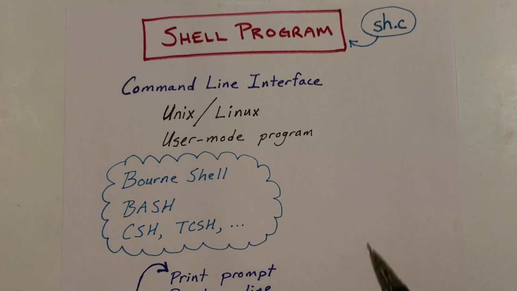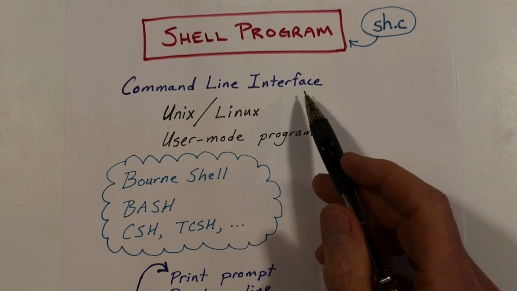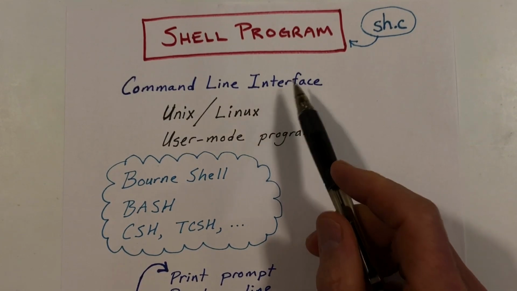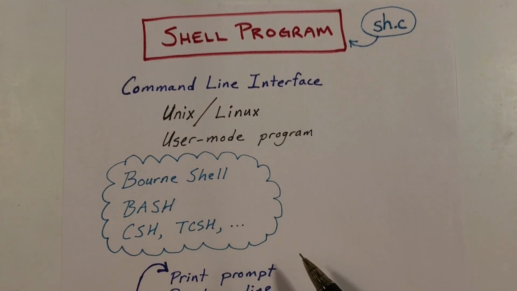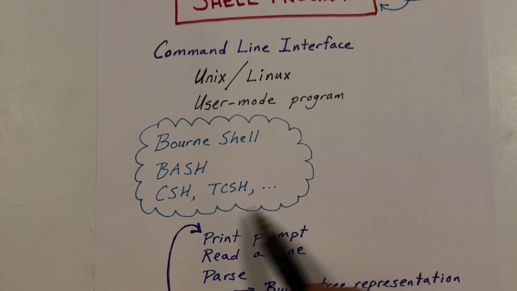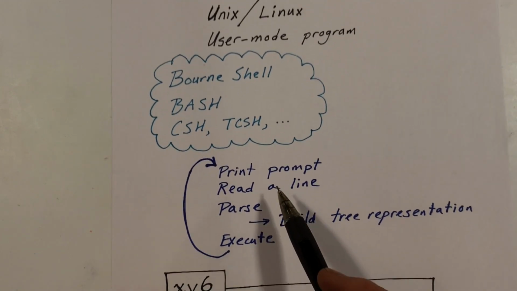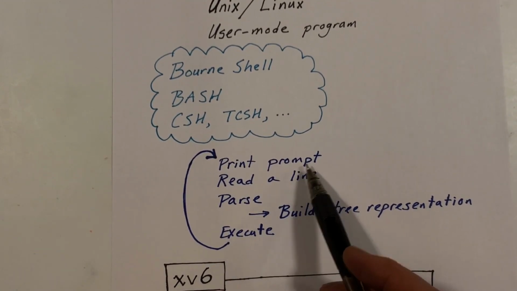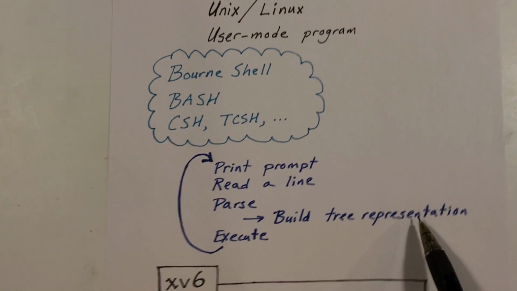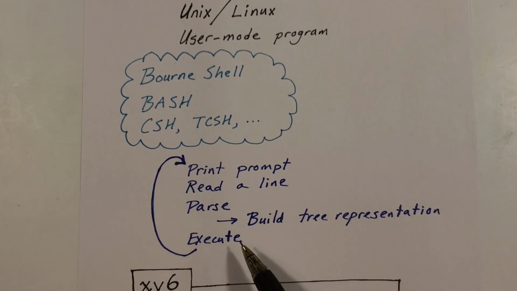In this video, I'm going to do a quick walkthrough of a very simple shell program. Of course, the shell program is the user mode program that implements the command line interface in all Unix and Linux systems. There are other more complicated shell programs, but this one is quite simple, and basically it does everything that a shell needs to do. It prints a prompt, reads a line from the standard input, parses it, building a tree representation, and then it executes that and loops back and repeats.